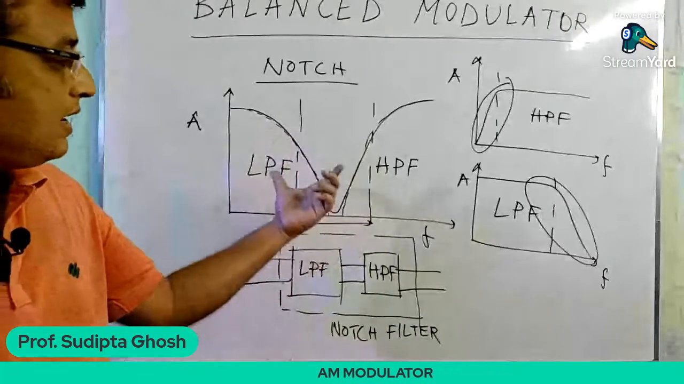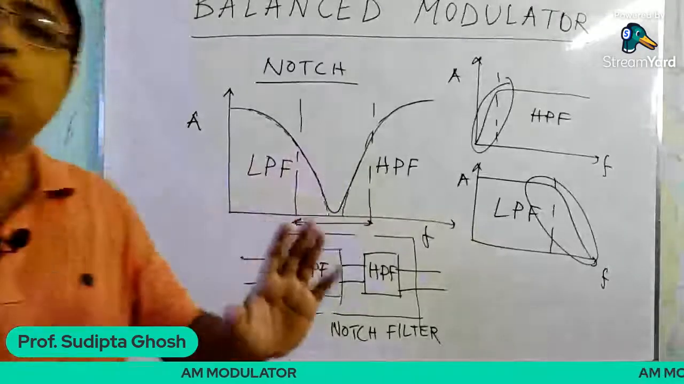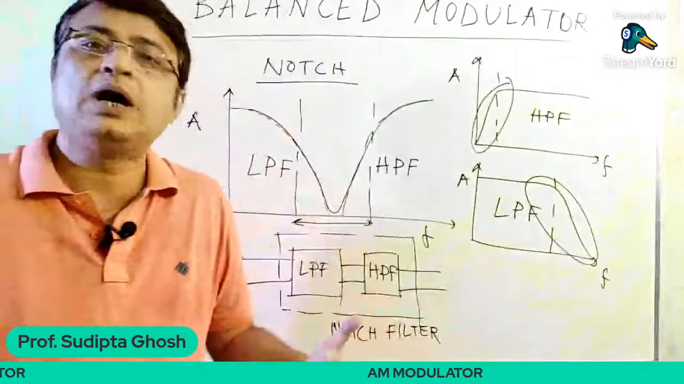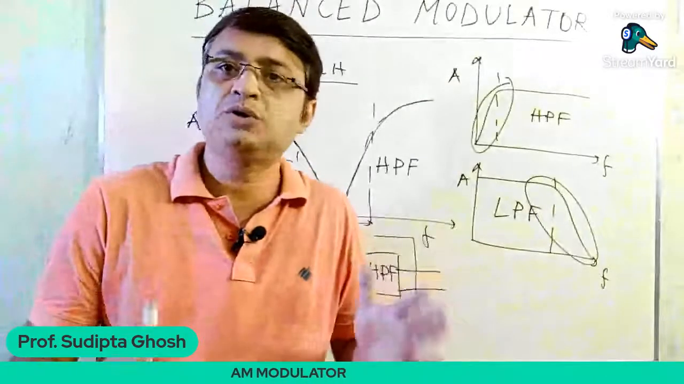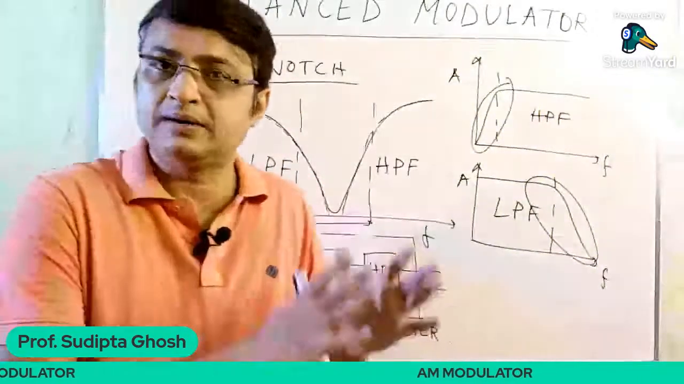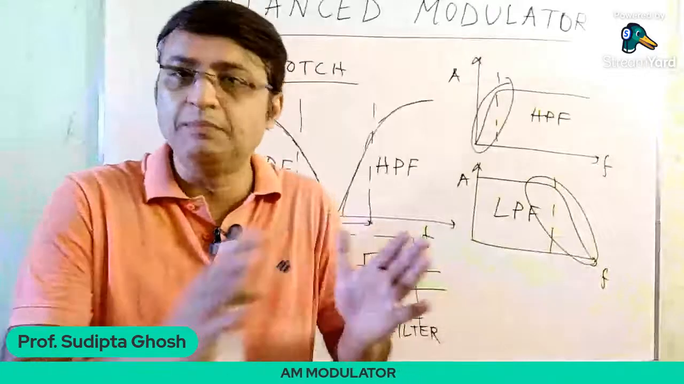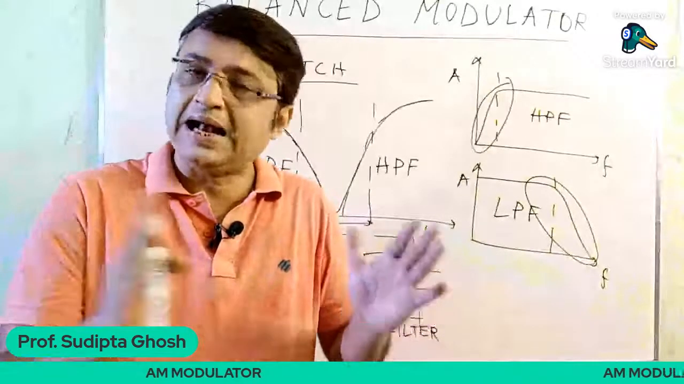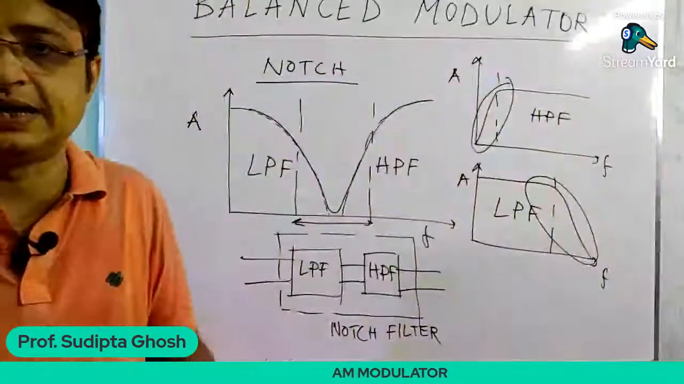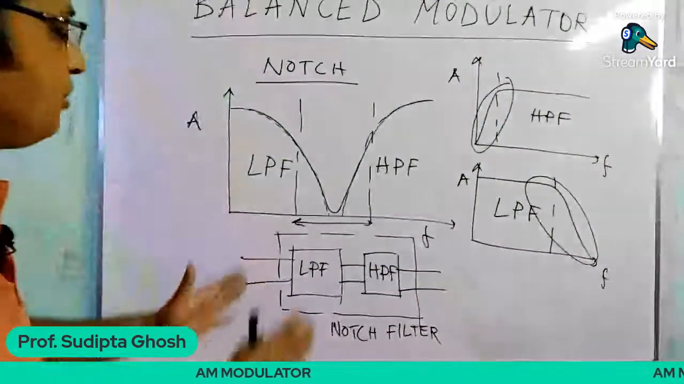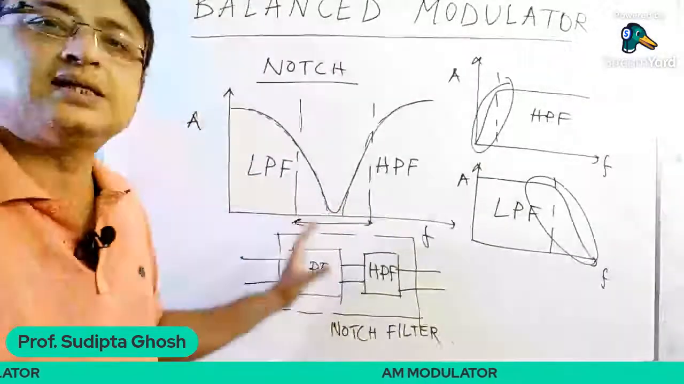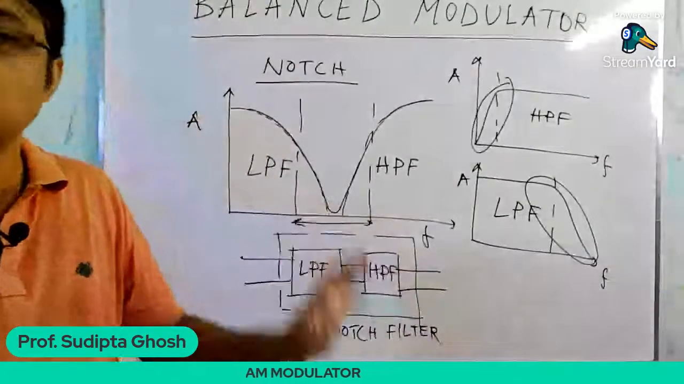Here, what is our target? We want to eliminate one of the sidebands of the double sideband system. So we have to eliminate one of the sidebands, as well as we have to eliminate the carrier itself. Now this is the frequency spectrum of the notch filter.